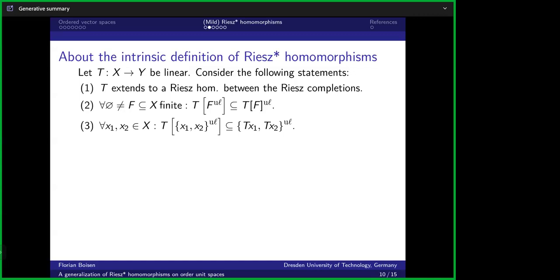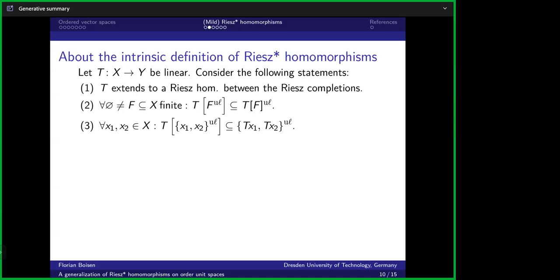And so for this, I now want to consider these three statements. First one is that your linear map T extends to a Riesz homomorphism between the Riesz completions. So that T is a Riesz star homomorphism as introduced on the last slide. The second one is that for any non-empty finite subset F, it's true that if I take first the set of all upper bounds of F and then the set of all lower bounds and then the image, this set is included in the set where I first take the image and then the upper bounds and then the lower bounds.